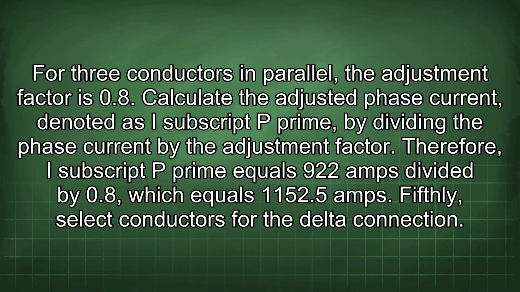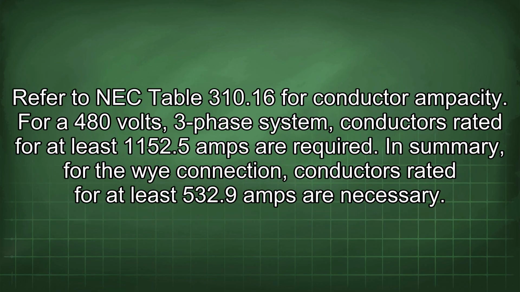Fifthly, select conductors for the Delta connection. Refer to NEC Table 310.16 for conductor ampacity. For a 480 volts, 3-phase system, conductors rated for at least 1152.5 amps are required.